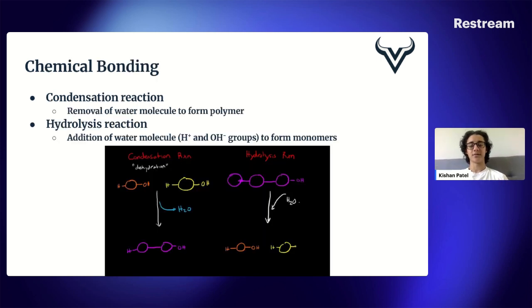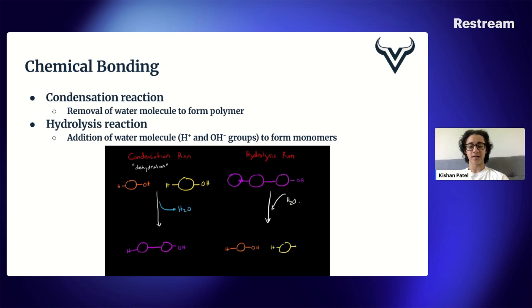So, an important concept to know with all biomolecules is the way they bond. And there are two types of chemical bonding that goes on in biomolecules. First is condensation, and second is hydrolysis. So, in condensation, what's happening is removal of a water molecule to form a polymer.